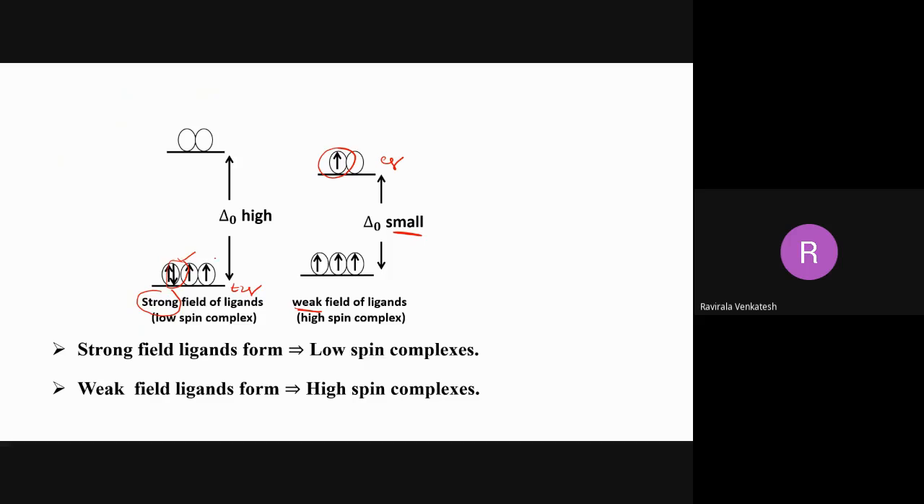So with strong field, how many lone pairs do you have? 2 lone pairs. You have weak ligand here. How many lone pairs do you have? 4 lone pairs. So with weak ligand you get more lone pairs, more number of unpaired electrons. How many unpaired here? 4 unpaired electrons. Here how many unpaired? 2 unpaired electrons. So when you take strong ligand, fewer unpaired electrons are obtained. Therefore, it is a low spin complex. When you have weak ligands, you get more unpaired electrons, so you get a high spin complex.